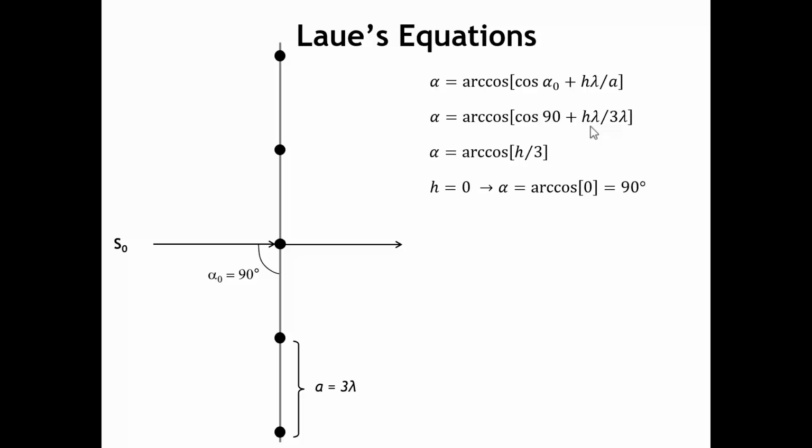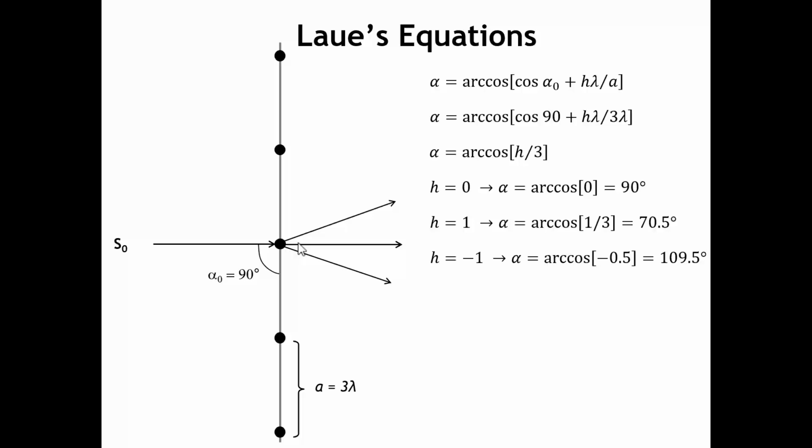Well, we still have a direct beam. That corresponds to this integer h being equal to 0, and that gives us an angle with respect to our crystal of 90 degrees. But when h equals 1 or minus 1, now we see we're taking the arc cosine of 1/3, and so we get an angle of either about 70 or about 110.